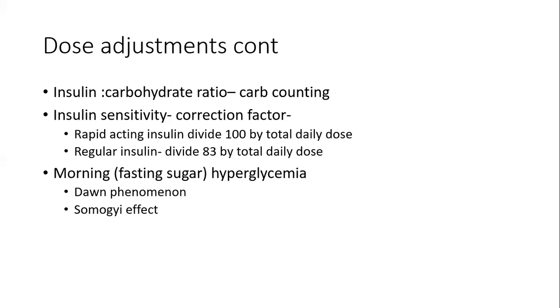So the next question is how to calculate correction factor in a patient on a mixed diet. I think I'll take up this one: you don't use mixed insulin for correction. You use your soluble insulin to correct high sugars. And the correction factor is the same if you are using regular insulin, 100 divided by the total daily insulin dose, but it has to be soluble insulin. So if you have to correct, your child must have some soluble insulin available for the purpose of correcting the high sugars.